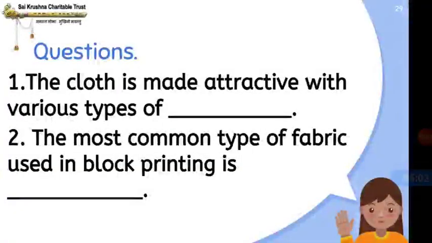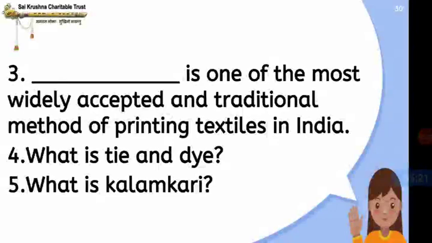So questions. First question, the cloth is made attractive with various types of dash. Second one, the most common type of fabric used in block printing is dash. Third question, dash is one of the most widely accepted and traditional methods of printing textiles in India. Fourth question, what is tie and dye? Fifth one, what is kalamkari?